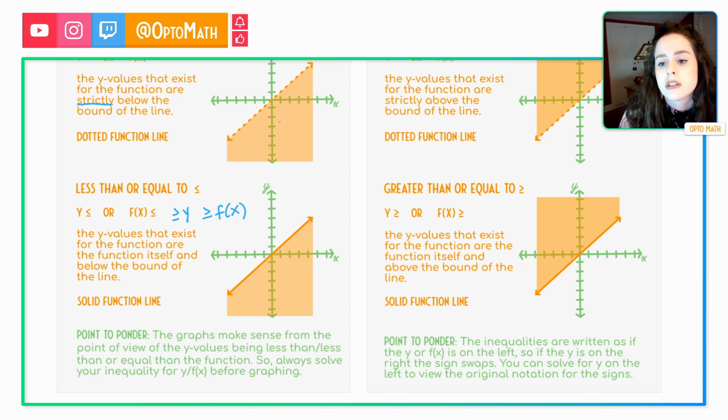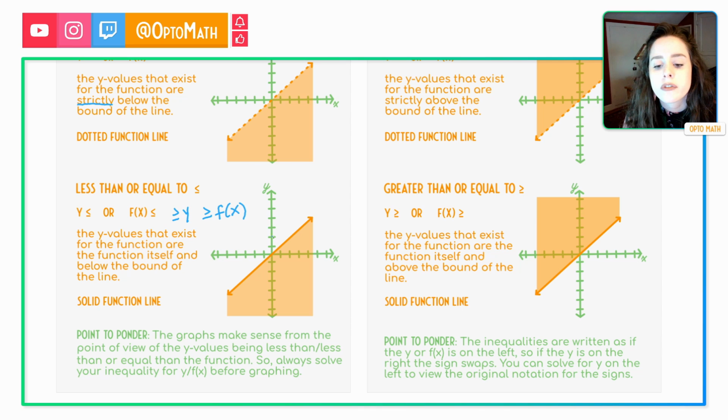So you notice the difference between this picture and this picture is that for the less than, it's dotted, and for the less than or equal to, it's full. So if you have an or equal to portion of your inequality, then that will give you a full line for when you're graphing, so a solid function line. Let's look at our point to ponder. So it says the graphs make sense from the point of view of the y values being less than or equal to that of the function.